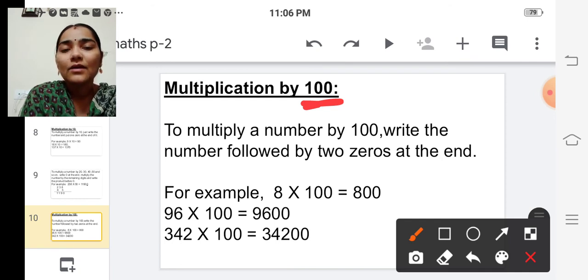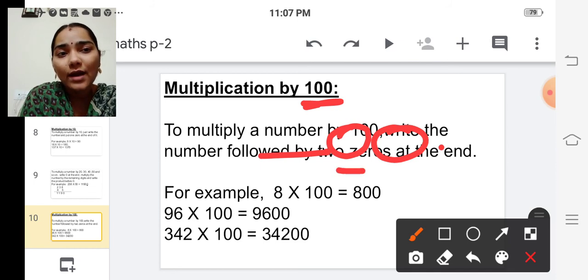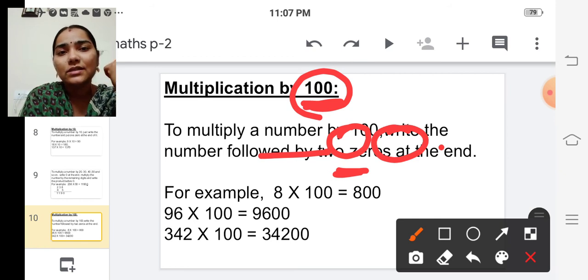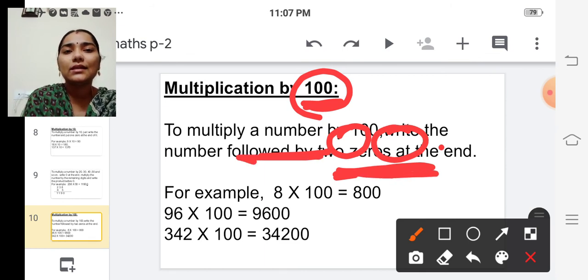So just like multiplication by 10, what we have to do is write the number as it is, and we have to put 2 zeros at the end. Okay, so in multiplication by 10, we put one 0 at the end, isn't it? Since in 10 we are having only one 0. But in the number 100, how many zeros are there? There are 2 zeros, isn't it? So we have to put 2 zeros at the end. Okay, write the number as it is and put 2 zeros at the end.